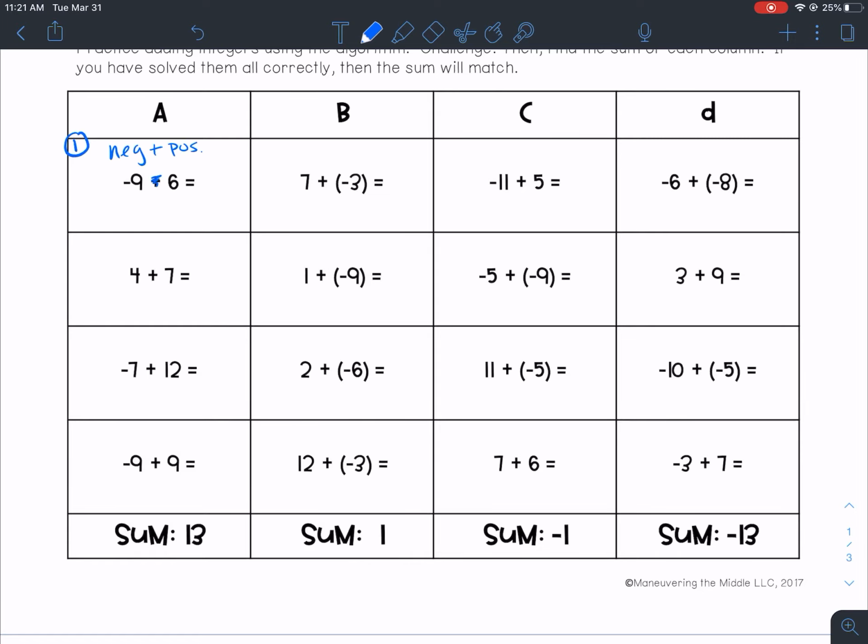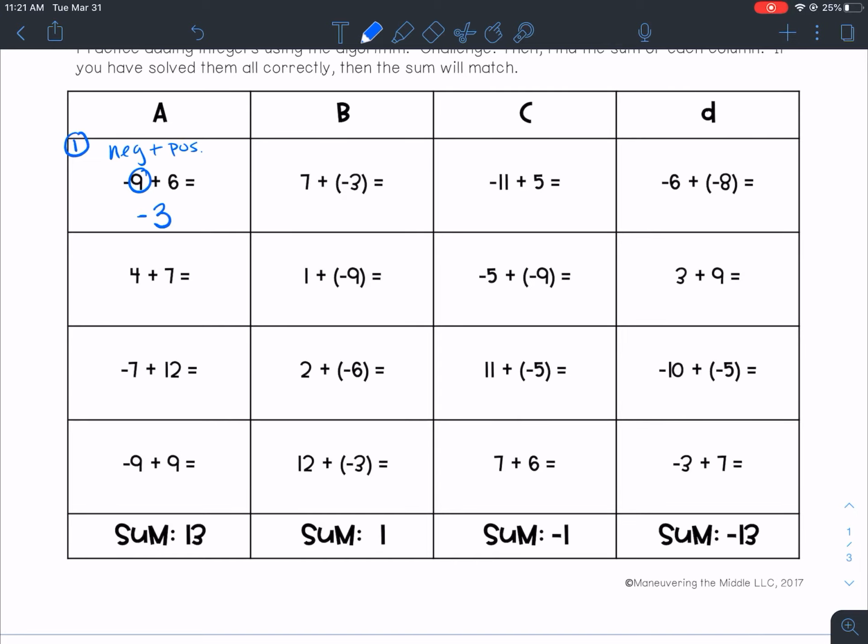9 minus 6, well, I know that gives me 3. Take the sign of the larger number. If I ignore the sign, I know that 9 is larger than 6. 9 is a negative, so my answer is -3. Take the sign of the larger number, then you'll be exact. Look at the next one.